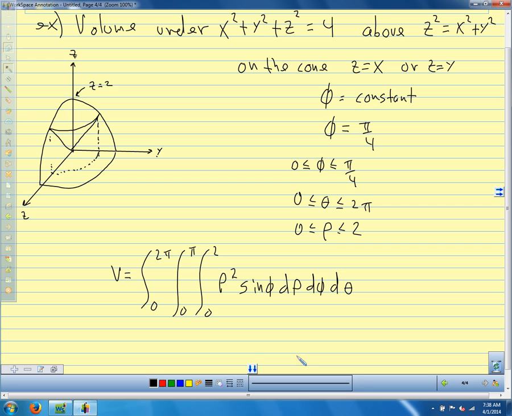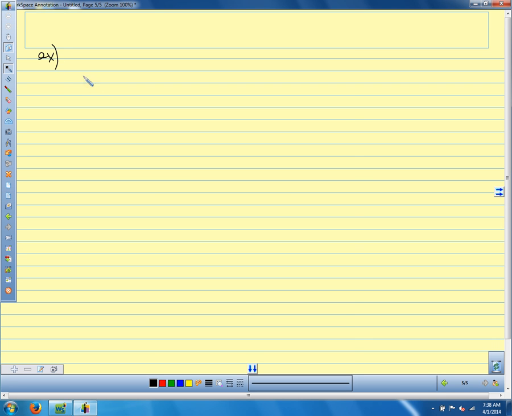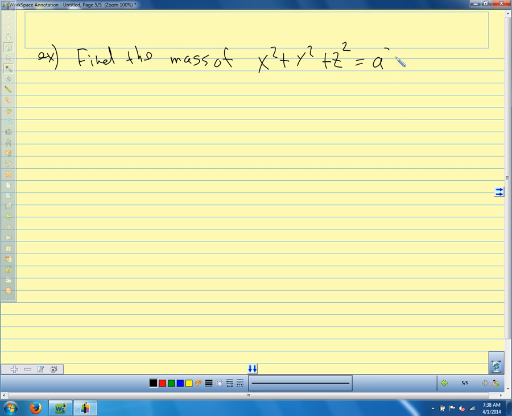Let's look at a mass integral. We want to find the mass of a solid. So let's find the mass of x squared plus y squared plus z squared equals a squared. So we have a sphere of radius a, and its density is proportional to the distance from the z-axis. So the density of any point in the sphere is proportional to its distance from the z-axis. So the first thing we need to do is come up with an expression, write a function for the density.